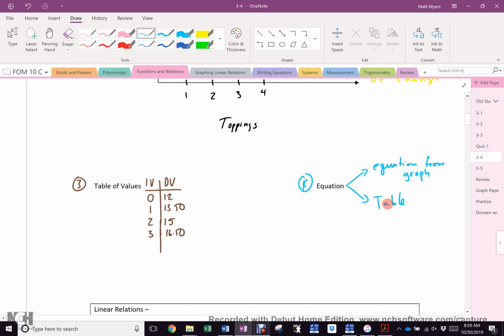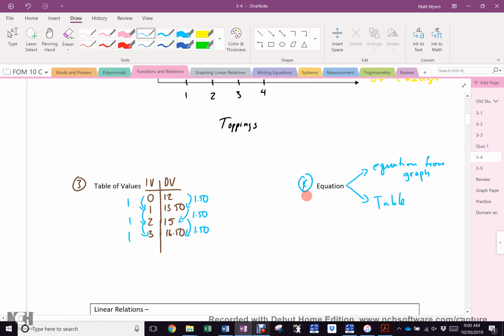All right? And here's how you do it. Some of you will have seen this already before. Some of you won't. How much did this go up by? 1. How much did this go up by? 1.50. 1, 1.50, 1, 1.50. Is the change the same all the way down? So we know it's a linear relation, right? So how do we get an equation out of that?